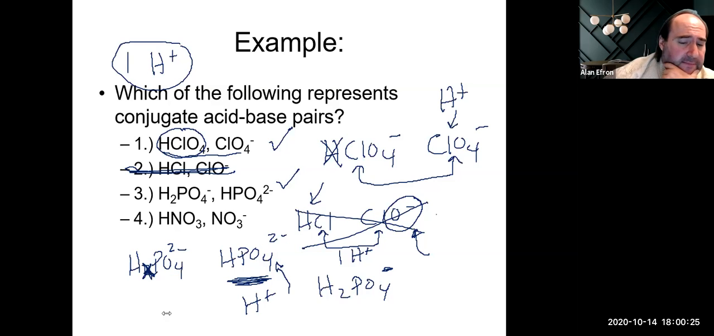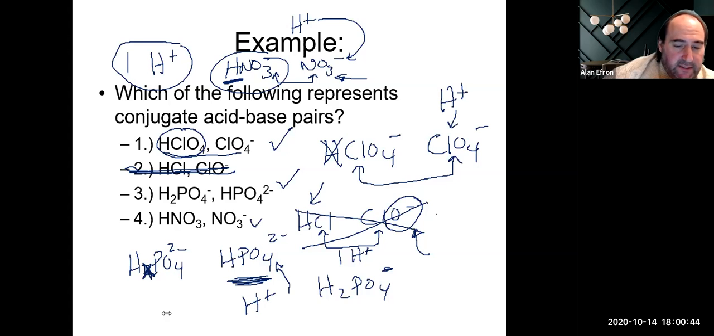And that leaves us number 4, which is HNO3 and NO3 minus. These are related to each other. You can slap the H plus onto this one and you will get this one. Or if you take the H plus off, you will get the NO3 minus. So in this particular case, 1, 3, and 4 are pairs. Any questions on any of those there?